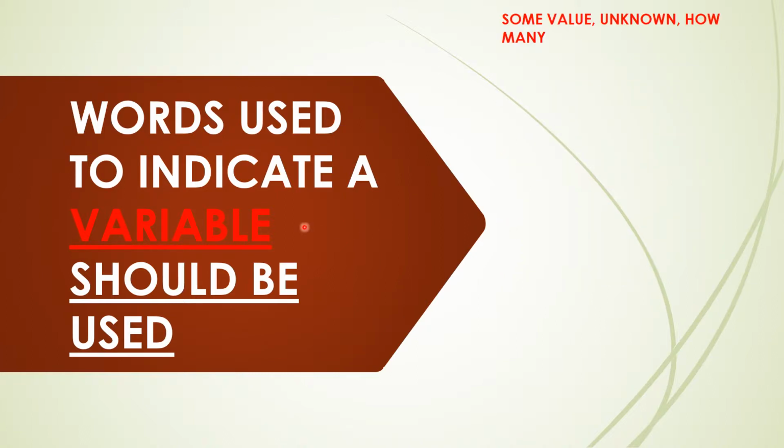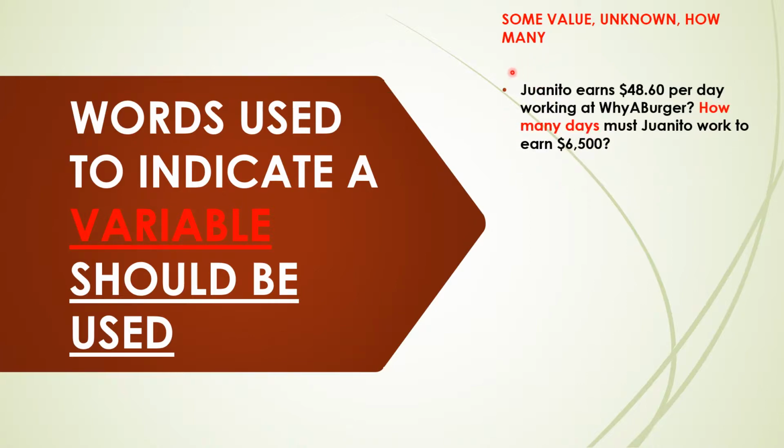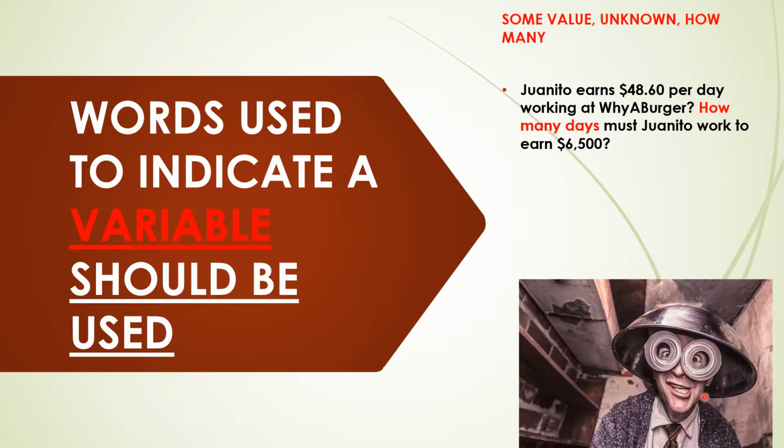Here's another example. Still talking about words that make us think about variables. So I could say something like on a test, some value, something's unknown, or how many. So we don't know. There's no number mentioned. Let's look at an example. Juanito, and here's a picture of Juanito. He earns $48.60 per day working at Burger. So here's the question. How many days must Juanito work to earn $6,500?